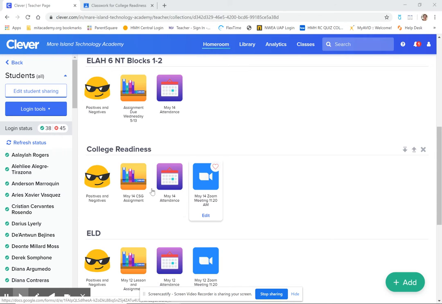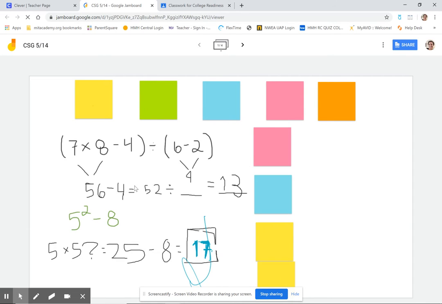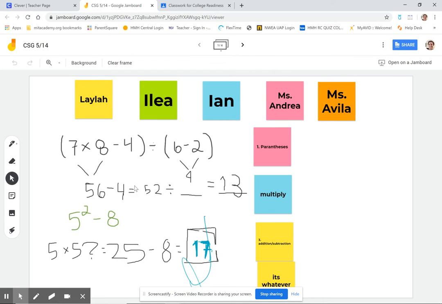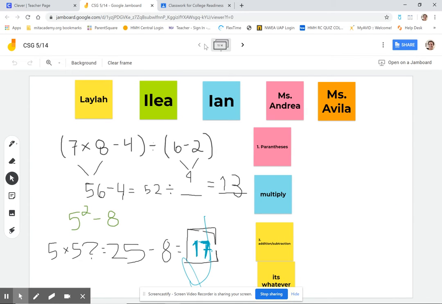Please note that College Readiness is unique in that we have a collaboration grade, which means that whenever possible, students need to attend the Zoom meeting so they can collaborate with their peers and with the tutors and myself in order to earn a grade to answer an inquiry question. Today's inquiry questions were related to math. Students work together with the tutors to answer math questions.